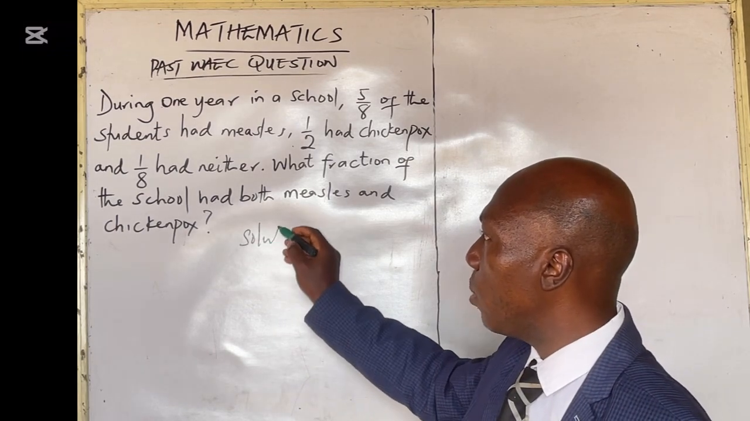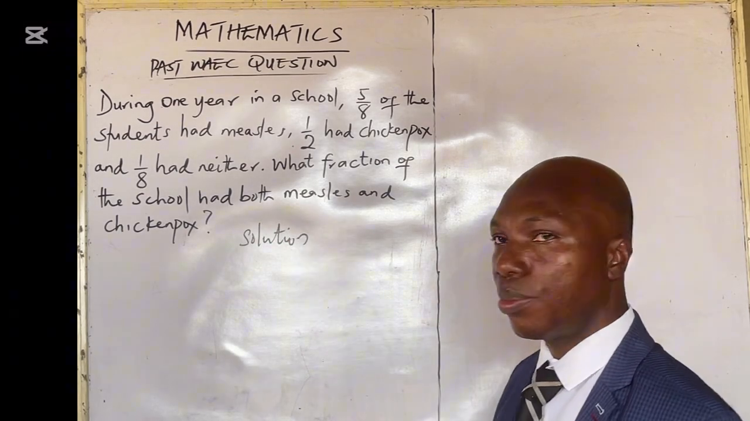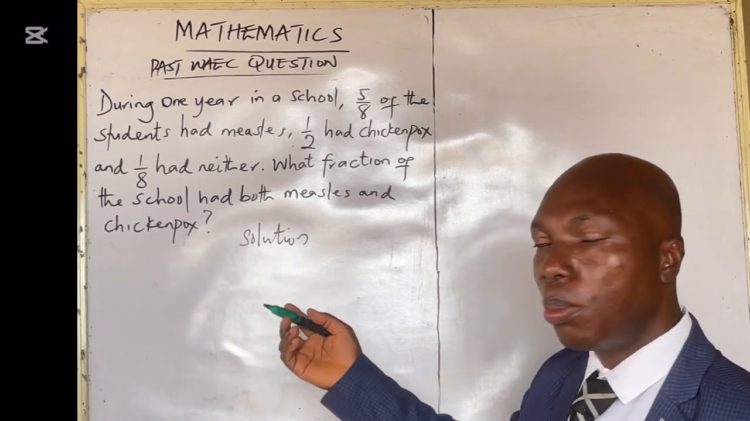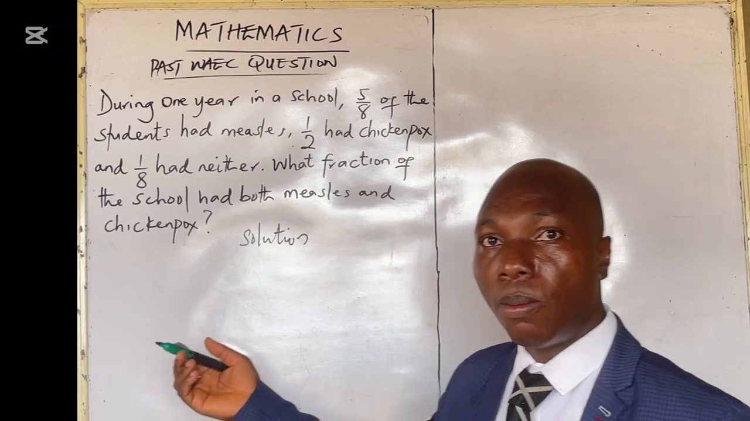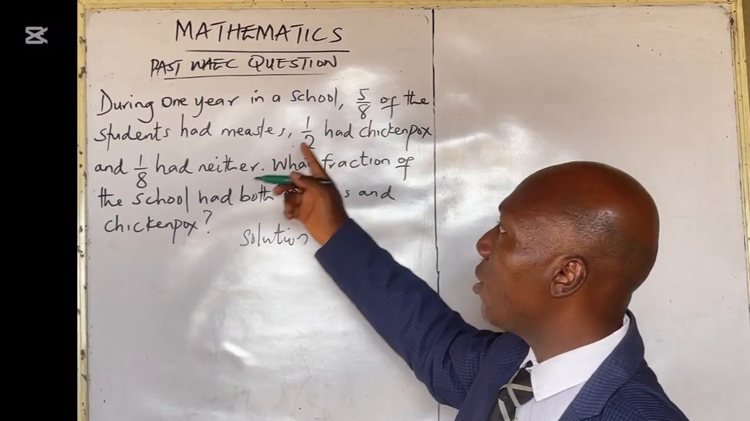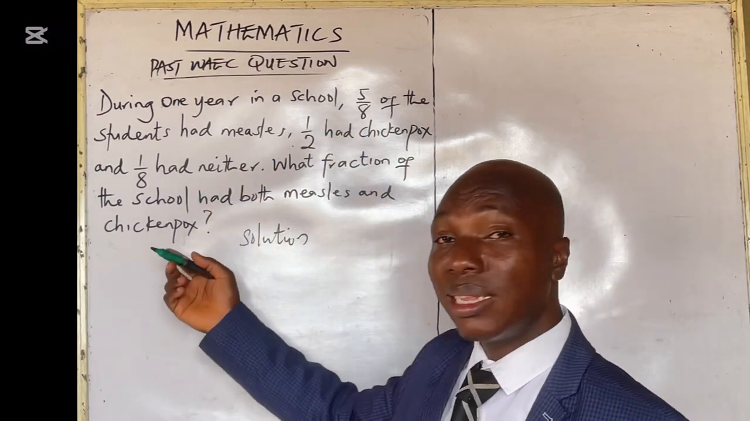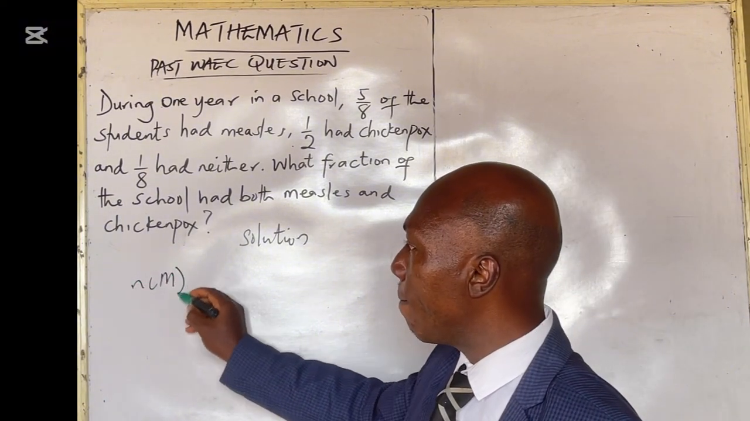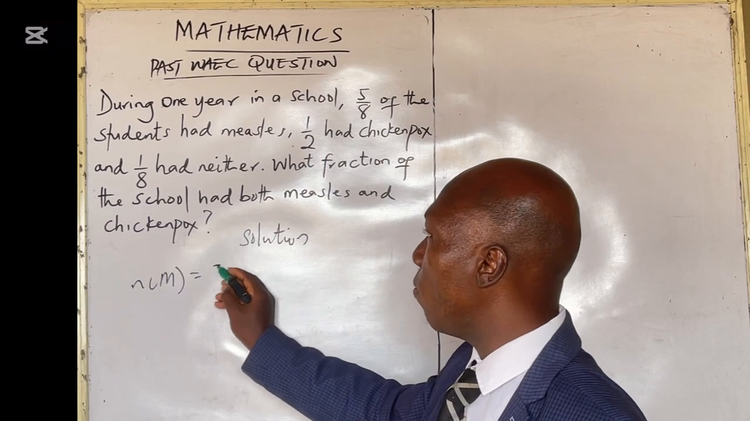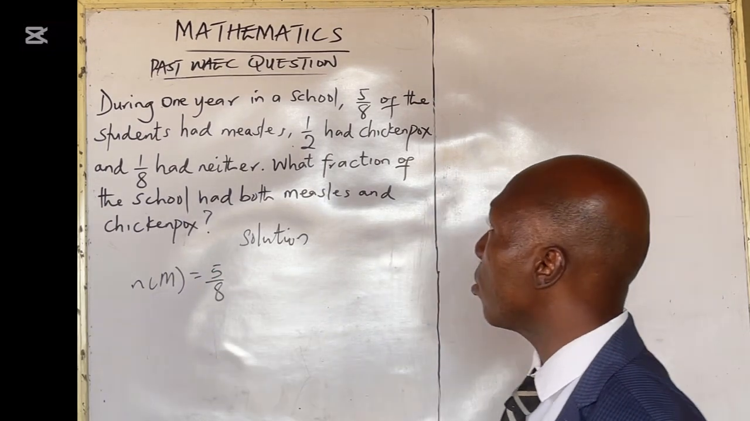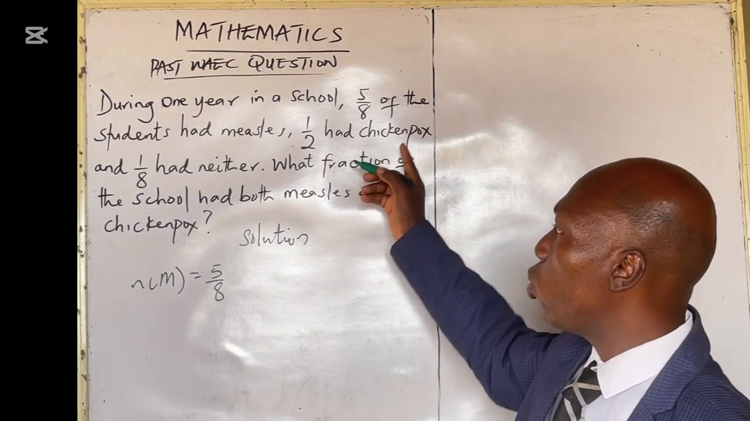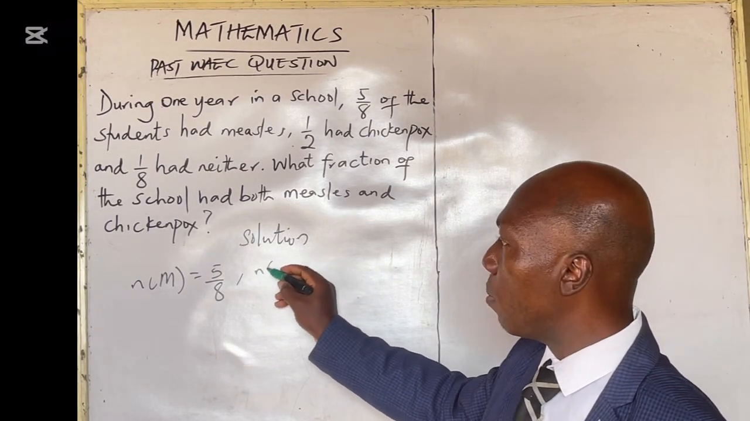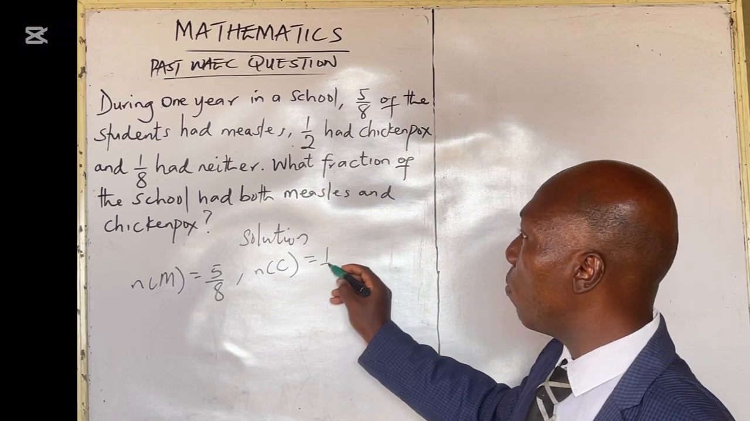We can solve this problem in 2 ways, but let me solve it using the simpler method, the formula method. 5/8 of the students had measles. Let's represent measles with M, so the number of M is 5/8. 1/2 had chickenpox. Let's represent chickenpox with C, so the number of C is 1/2.